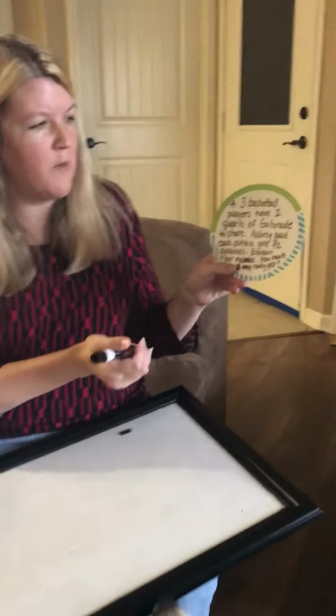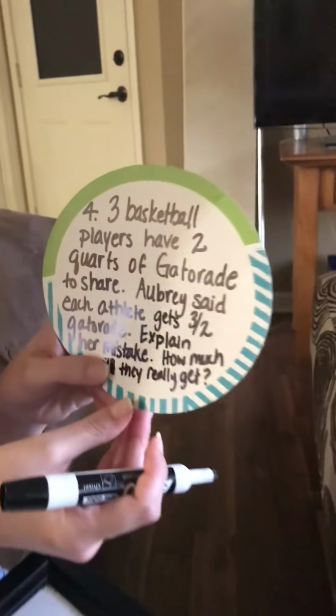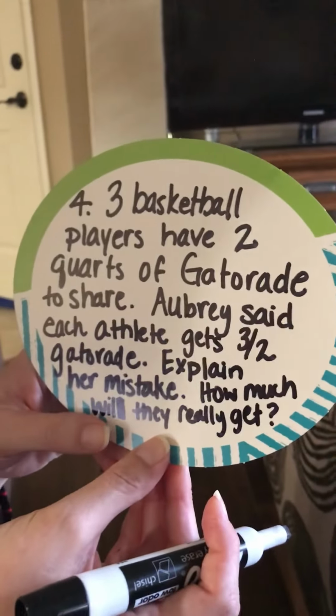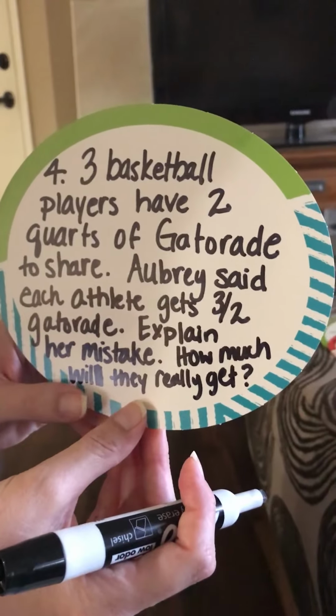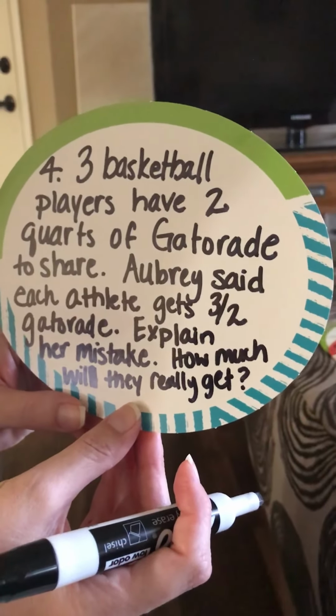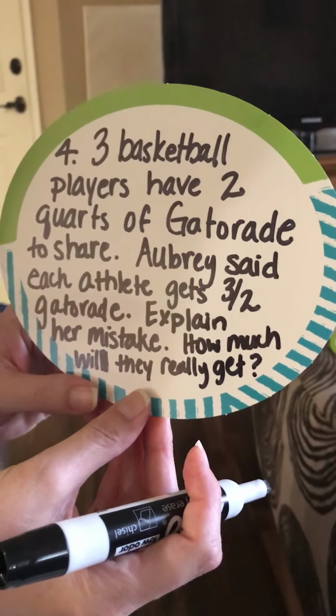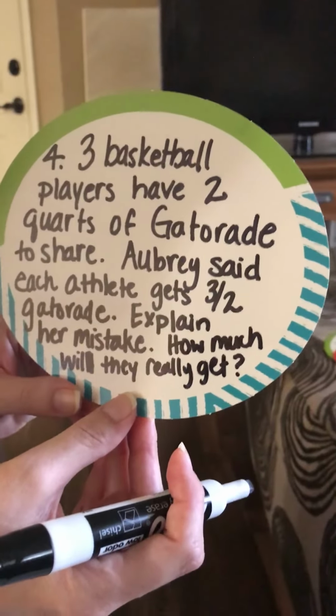For problem 4, we've got 3 basketball players and they have 2 quarts of Gatorade to share. Aubrey said each athlete gets 3 halves Gatorade. Explain her mistake. How much will they really get?